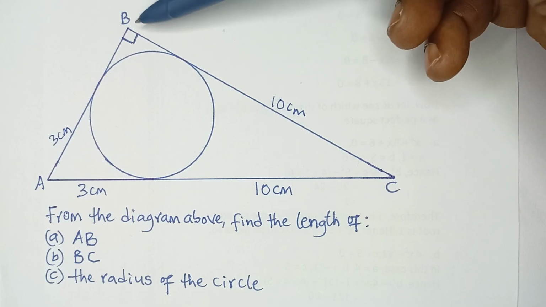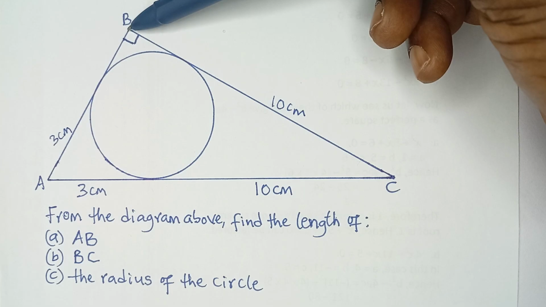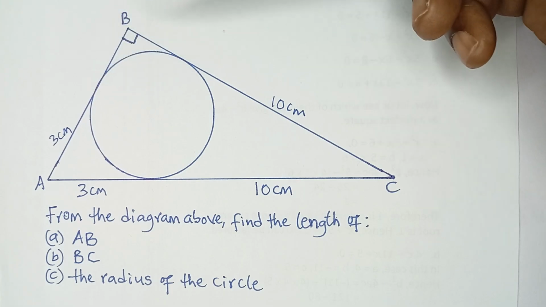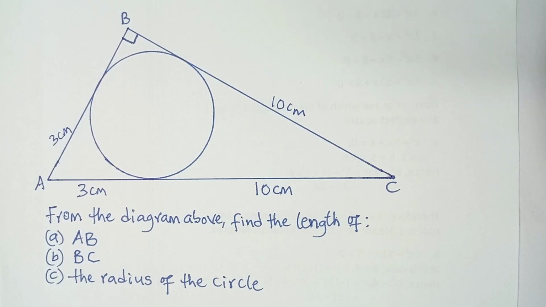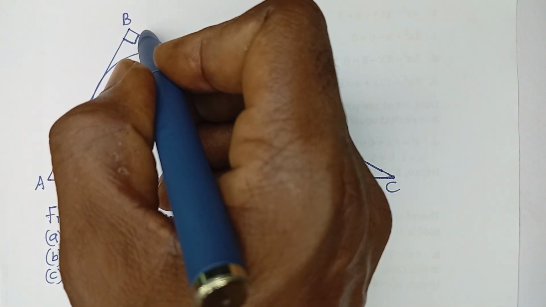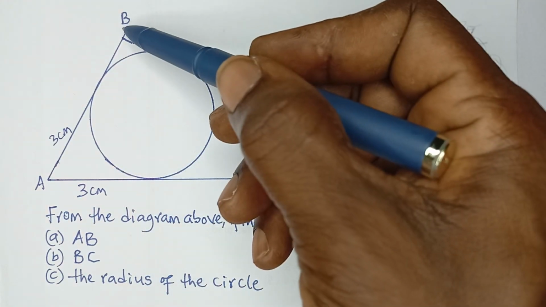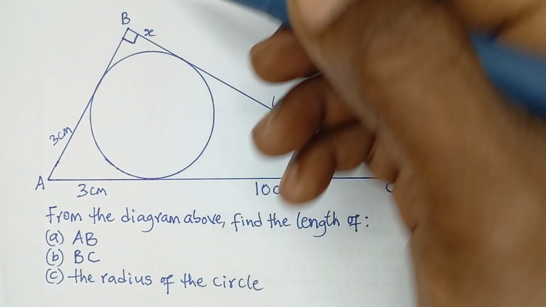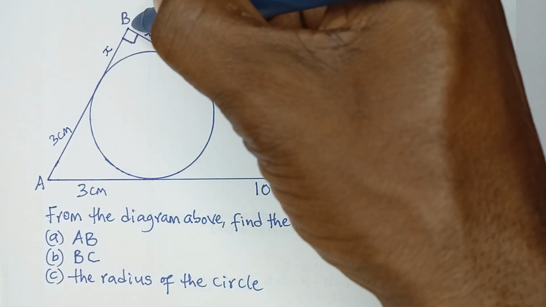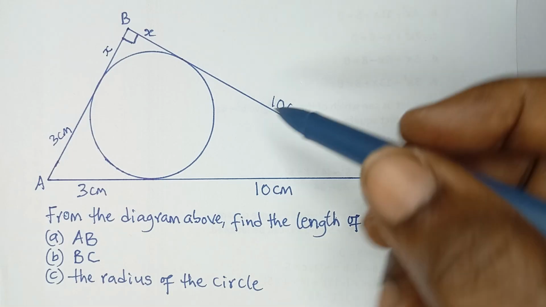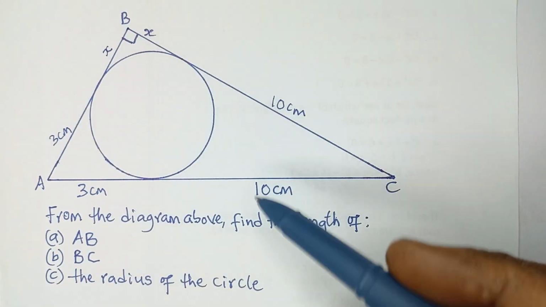Now, we also have another tangent here from B to the circle, and also from B to the circle here. We don't know the length of this, so let's take that length as x. If from here to here is x, then from here to here will also be x, because they are also tangent to the circle. So the two tangents are equal since they are coming from the same point. The same theorem works for these three pairs that we have here.